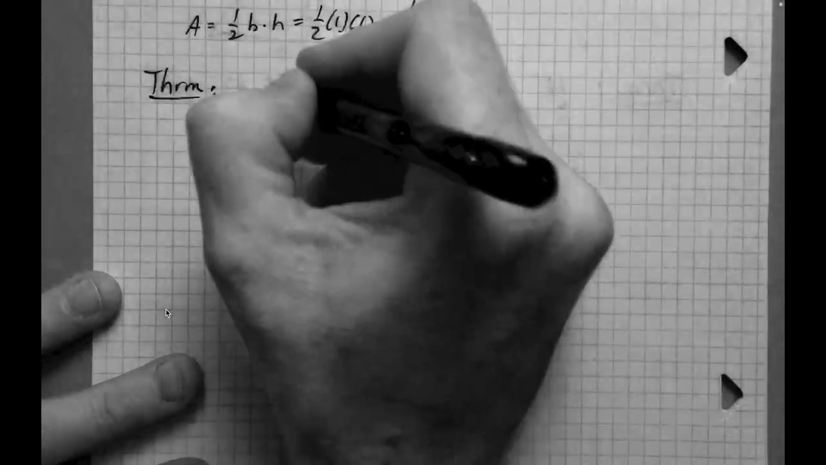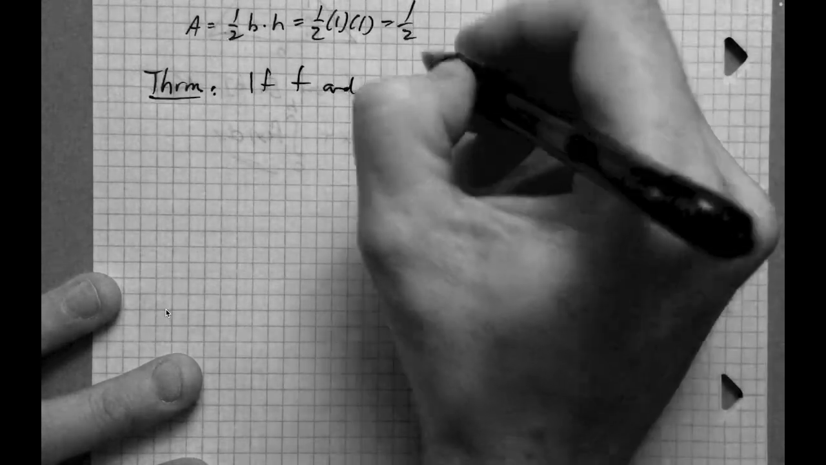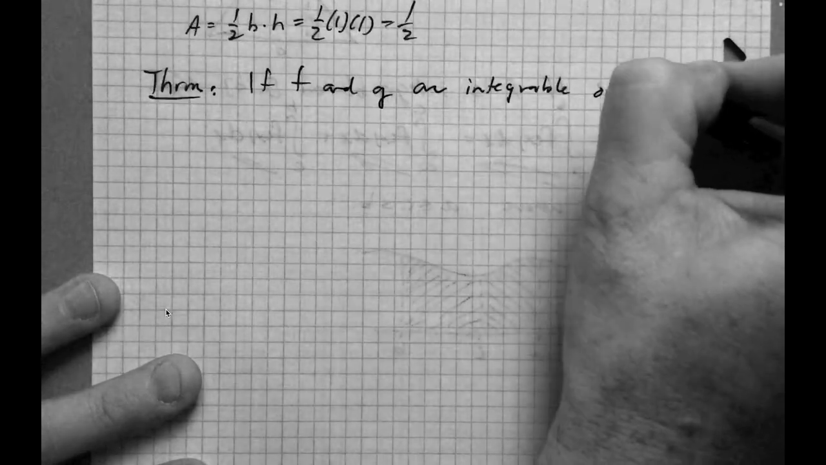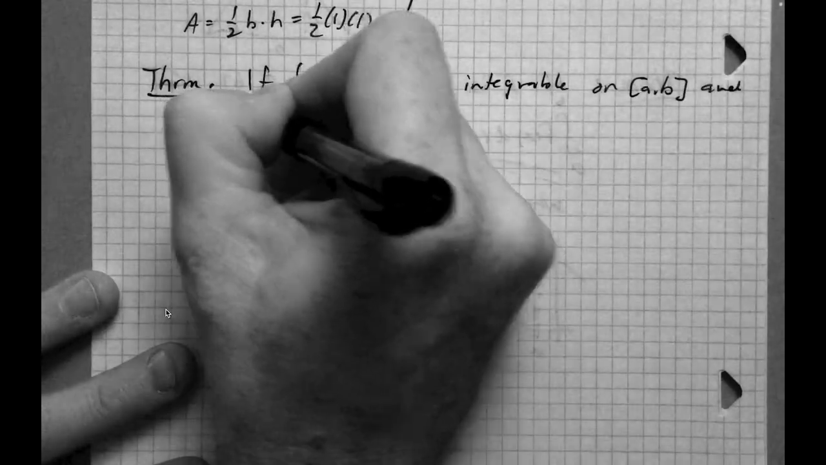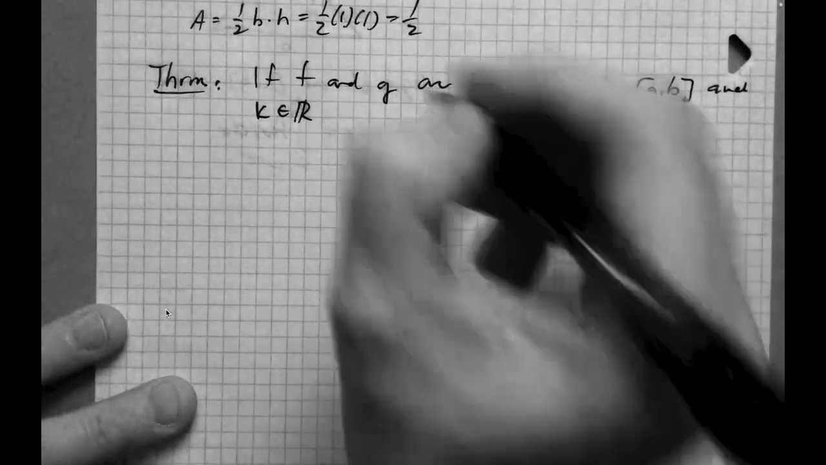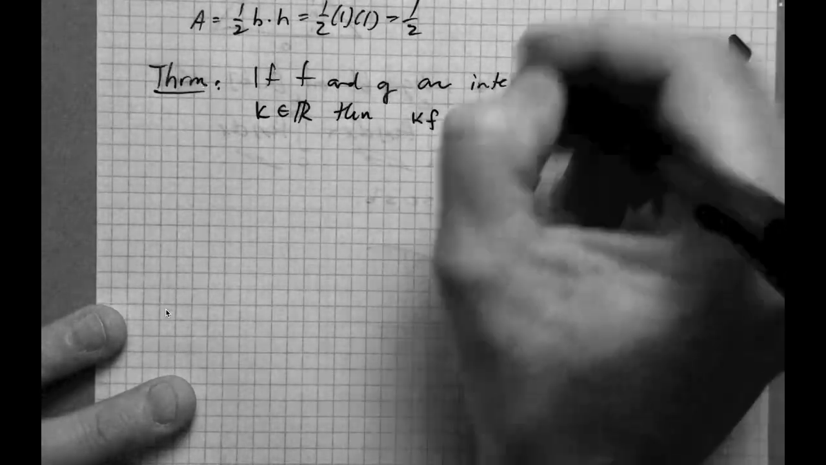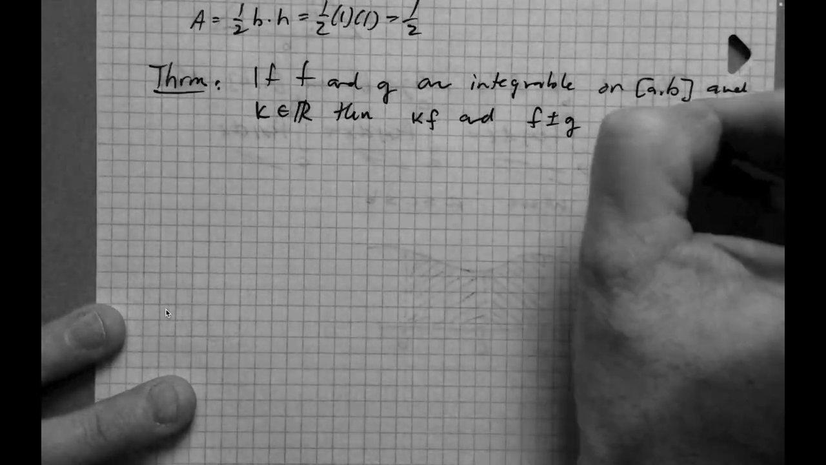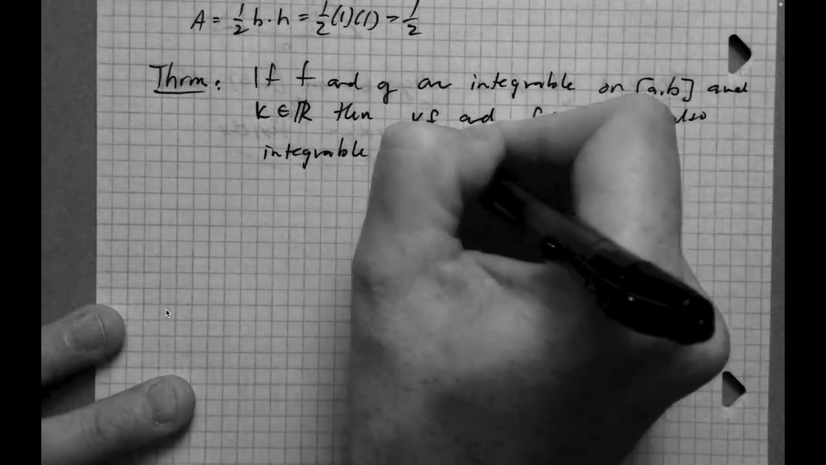Okay, a few more properties. Let's say if f and g are integrable on a b closed interval and k is some real number, constant, then k times f and f plus or minus g are also integrable on a b.